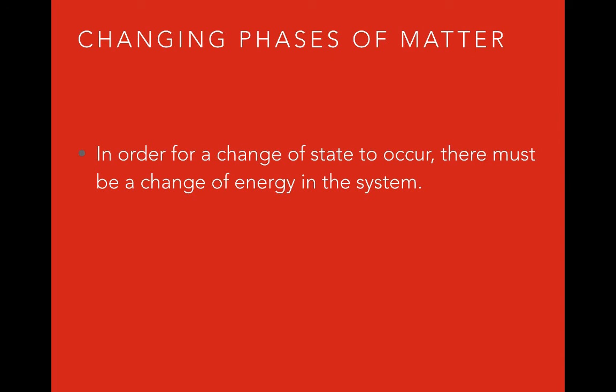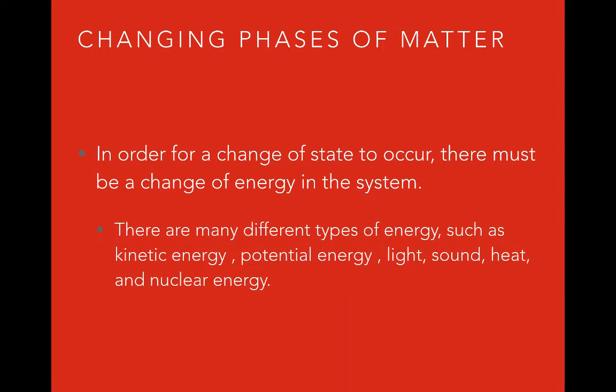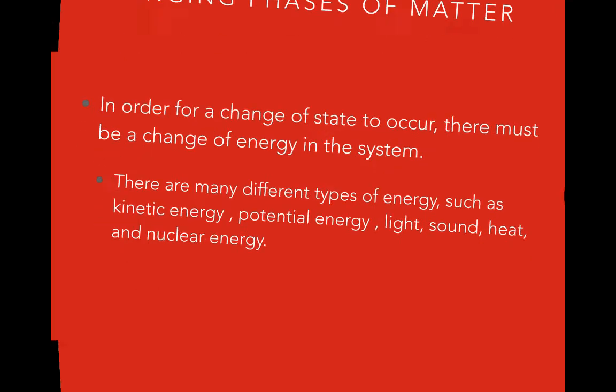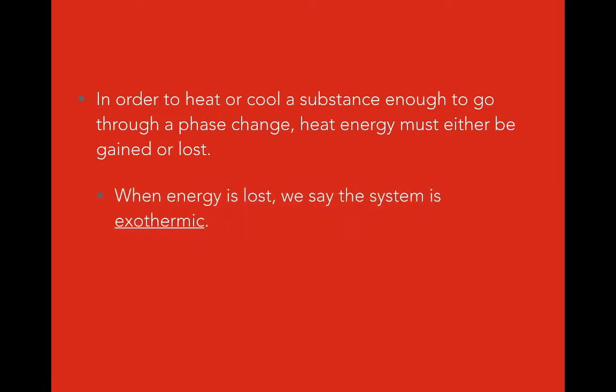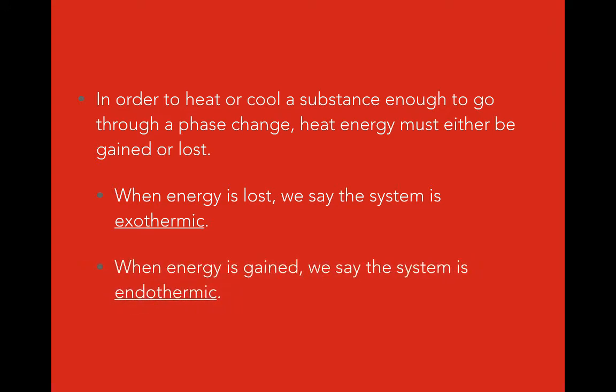In order to change from one of these phases to another, energy in the system must be altered. There are many different types of energy. On the slide, I have listed a few examples of the types of energy we will be discussing this year. Now, in order to change a phase, heat energy must either be gained or lost. When the energy is lost, we say the system is exothermic. This means the system will cool down. When energy is gained, we say the system is endothermic. This means the system is heating up.